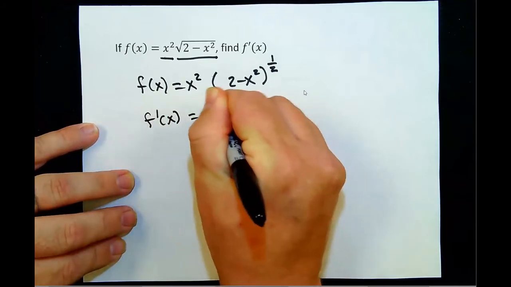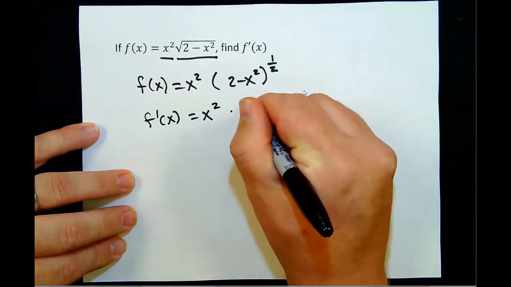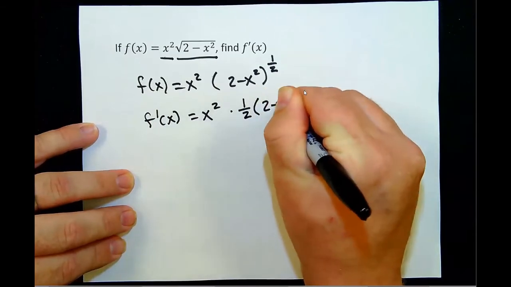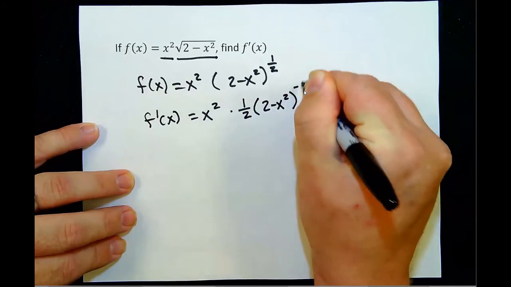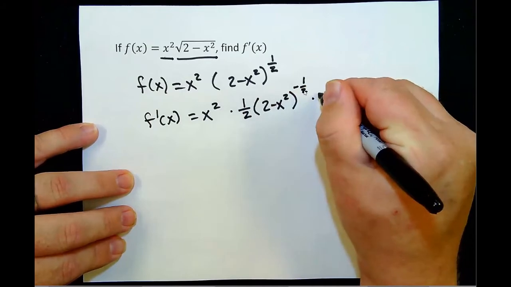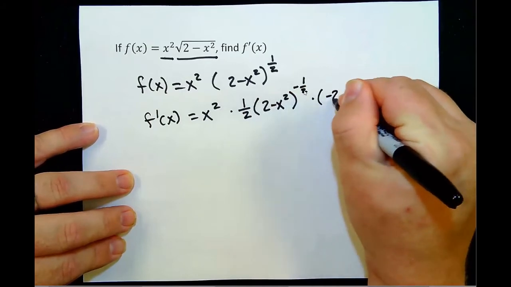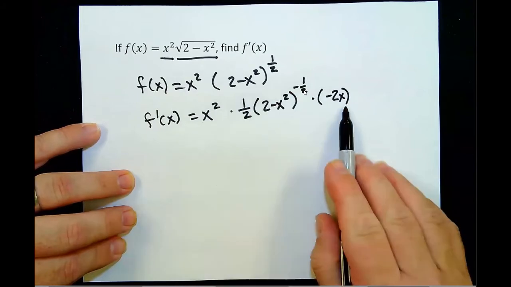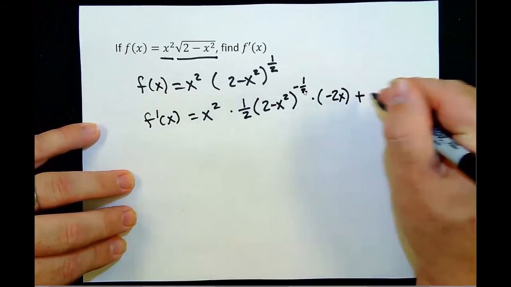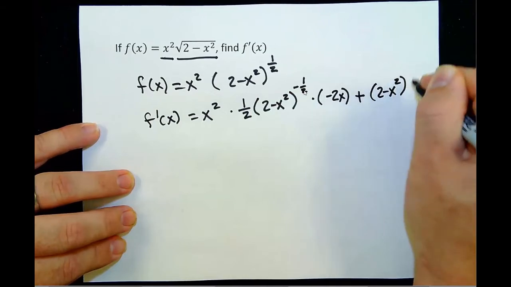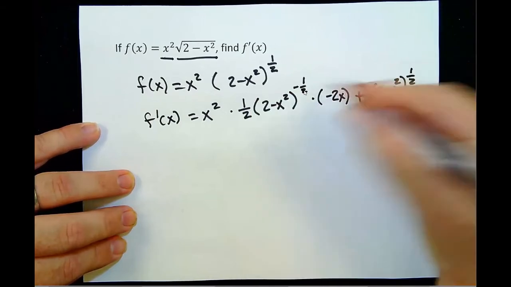So the first times the derivative of the second, 1/2. This is chain rule. And then you don't forget, you got to take the derivative of the inside. So there's the first times the derivative of the second plus the second times the derivative of the first.